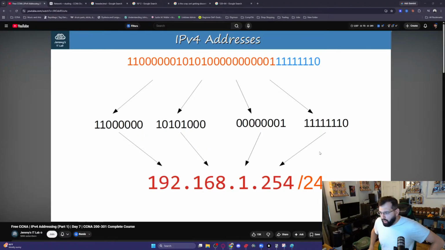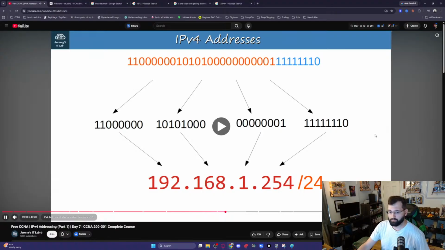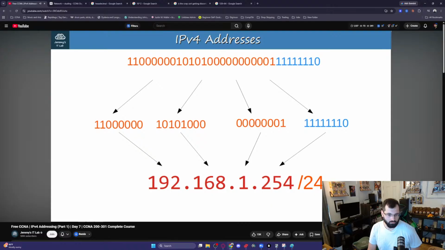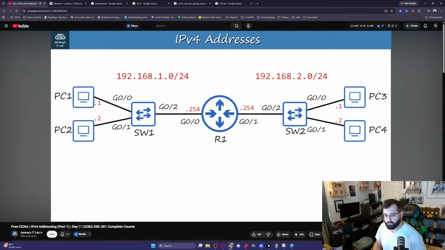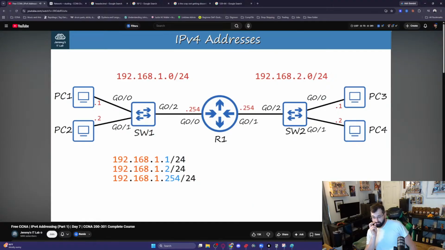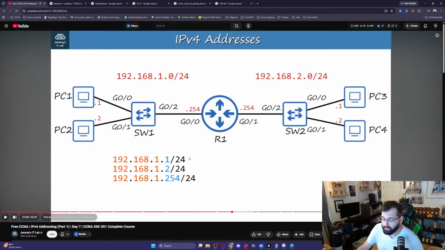So anyway, let's continue on. So the first 24 bits is equal to the first 3 octets, because 8 plus 8 plus 8 equals 24. So 192.168.1 is the network portion of the address, and 254 is the host portion. Here's a quick look back at our small network. The IP addresses of PC1, PC2, and R1's G0/0 interface are 192.168.1.1/24, 192.168.1.2/24, and 192.168.1.254/24. Okay, so the 24, he explained this really elegantly, is that it's the first 24 bits.